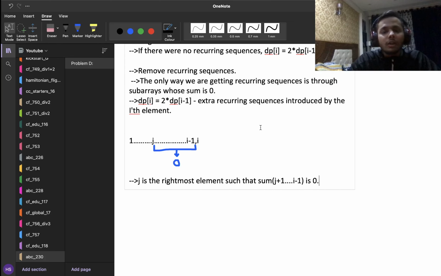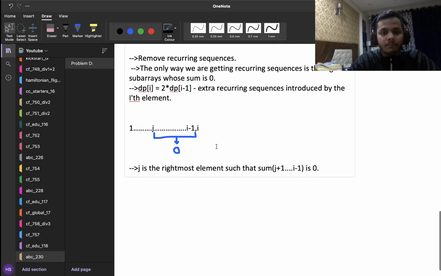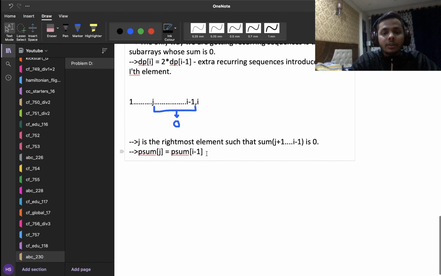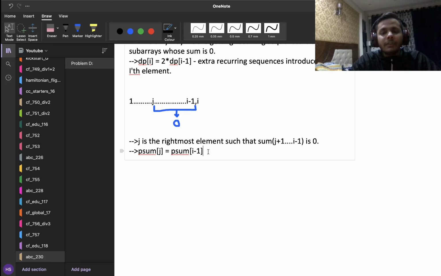And so obviously all of these extra recurring sequences will be introduced by this subarray which is starting from j plus 1 and going till I minus 1, right? So obviously if the sum of this subarray is 0, then what that means is that the prefix sum of j is equal to the prefix sum of I minus 1, right? That is again another natural thing. If that's the case, then and only then the sum of the subarray j plus 1 to I minus 1 is going to be 0. Cool. So yeah, I know that prefix sum of j is equal to prefix sum of I minus 1.